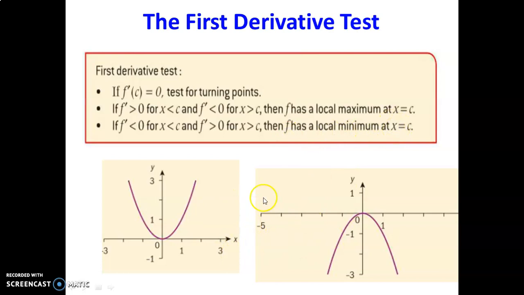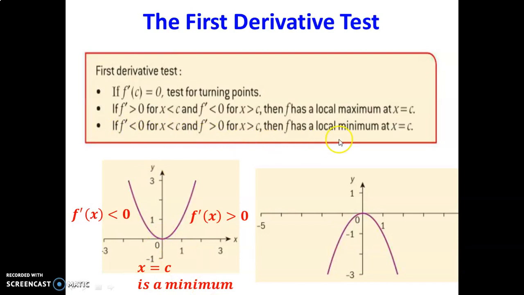And here's what it looks like on the graph. So again, let me put these symbols on the graph and you'll see what this means. For example, here, the derivative is less than 0 right here, because we can see a negative slope. Over here, the derivative is greater than 0. So that means this point at x equals c must be a minimum point. So that would be like this second statement here.